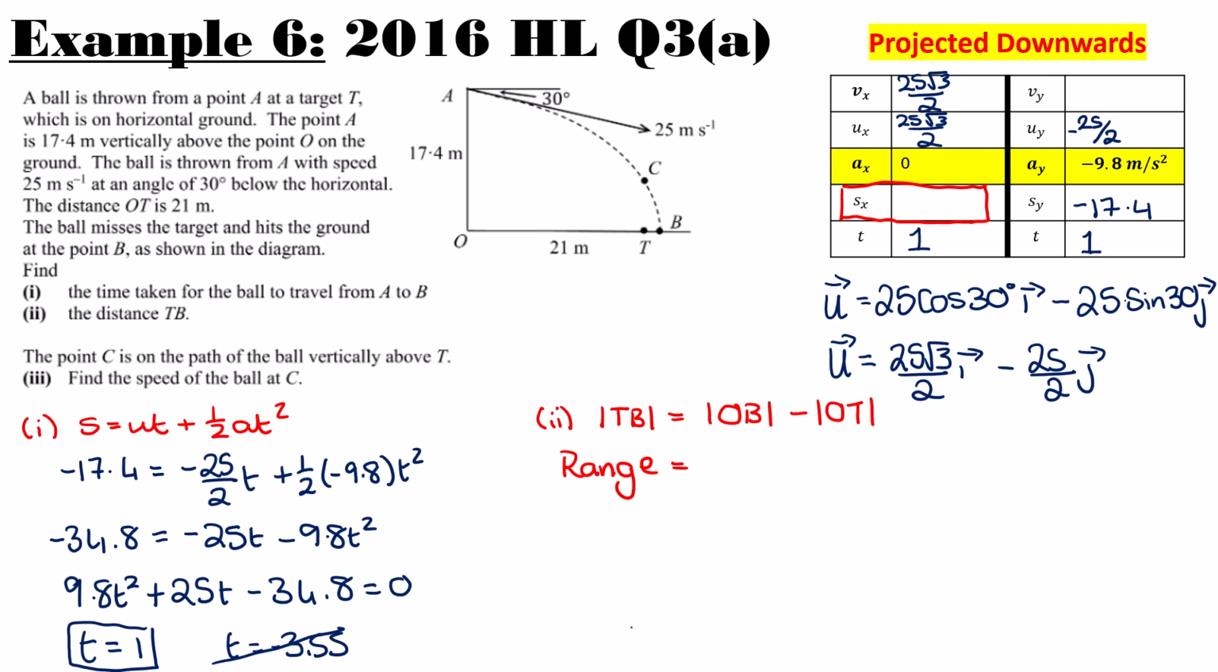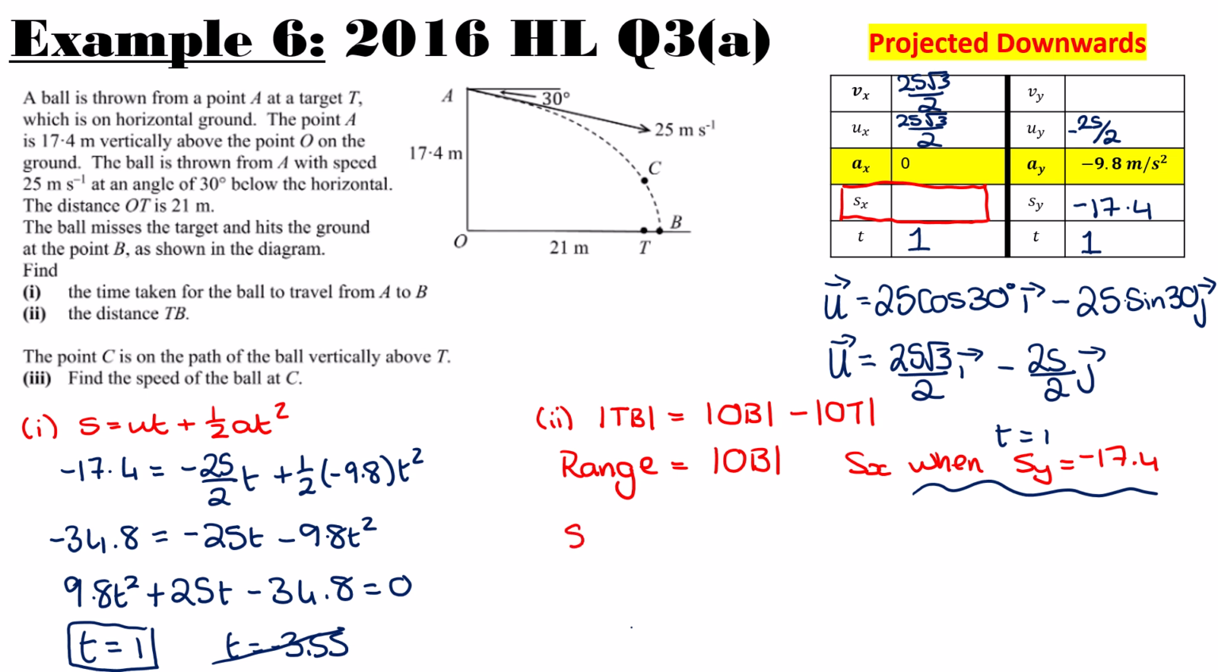I'm sorry, no. So the range is OB in this case. So we're getting SX when it lands, which is when SY is minus 17.4. But we've already got that when SY is equal to minus 17.4, because that is when T equals 1. We've already worked that out. So we're just getting our SX.